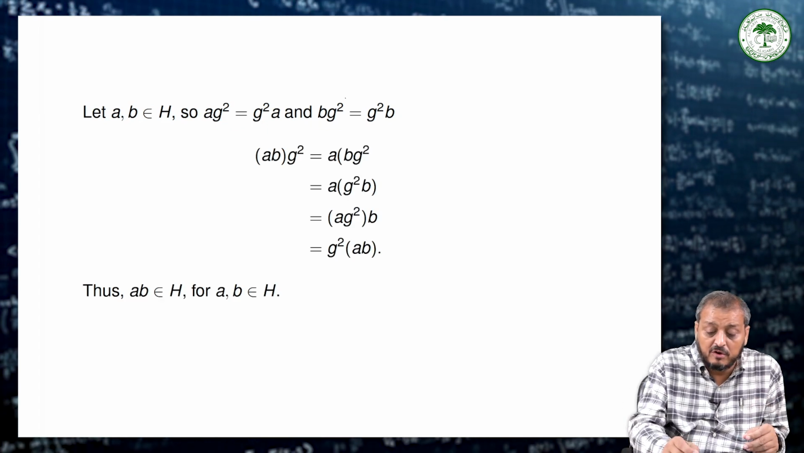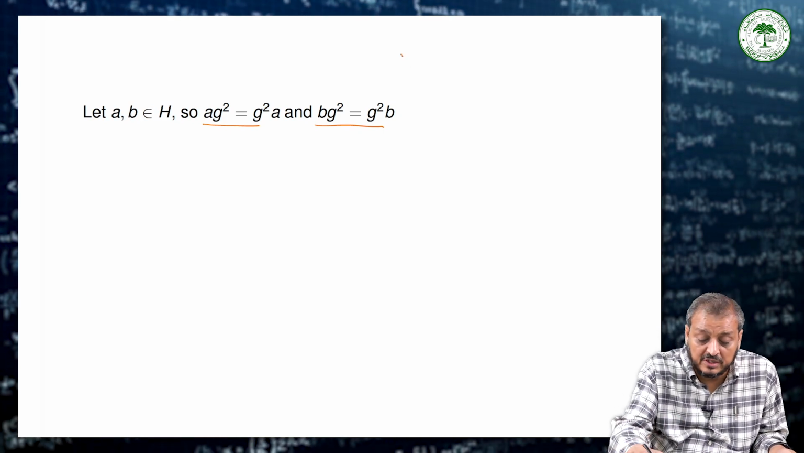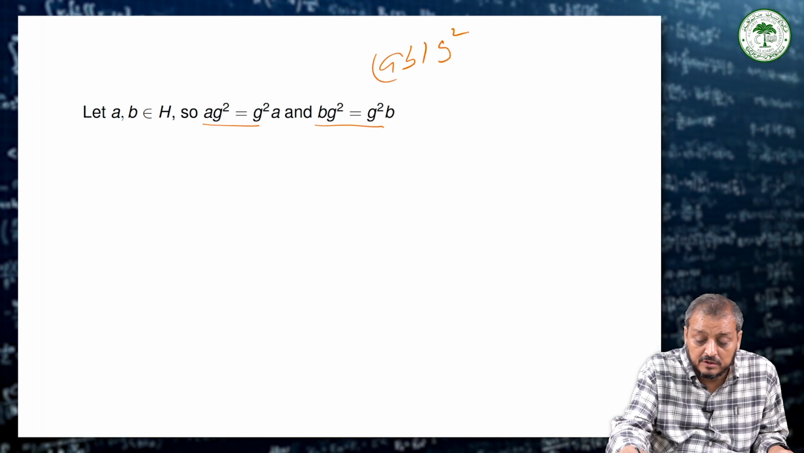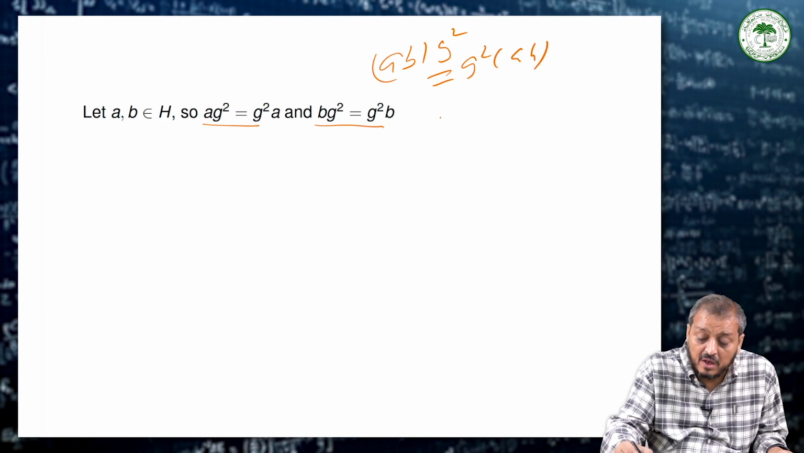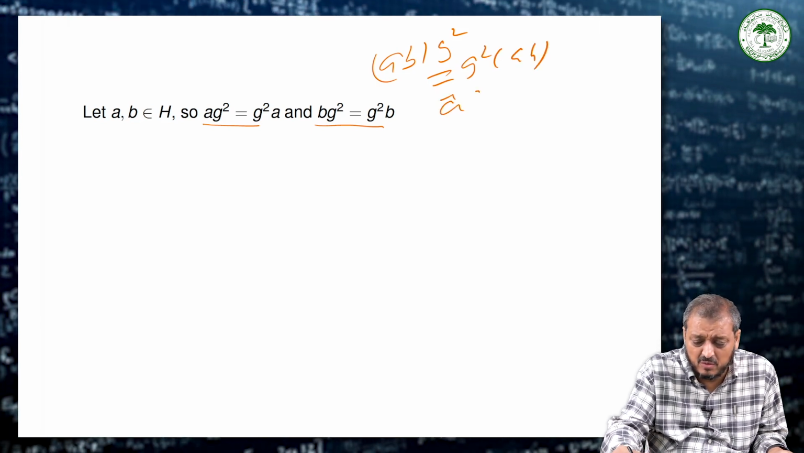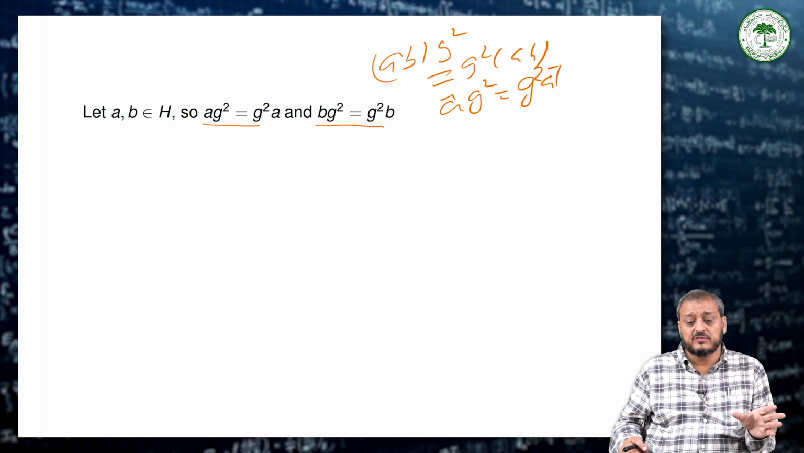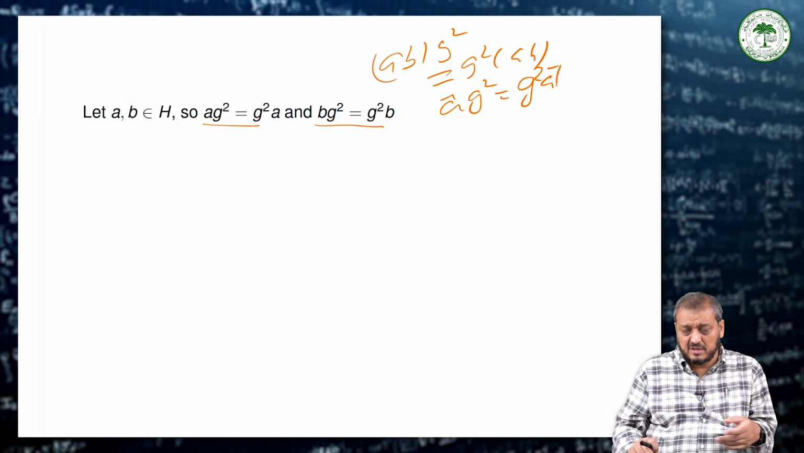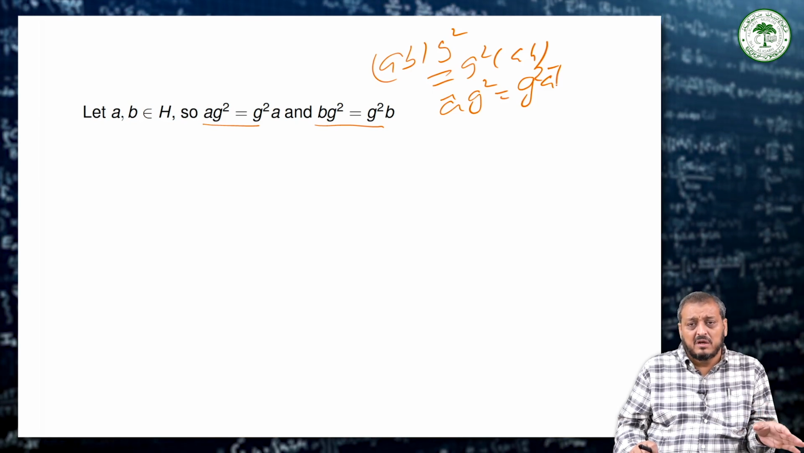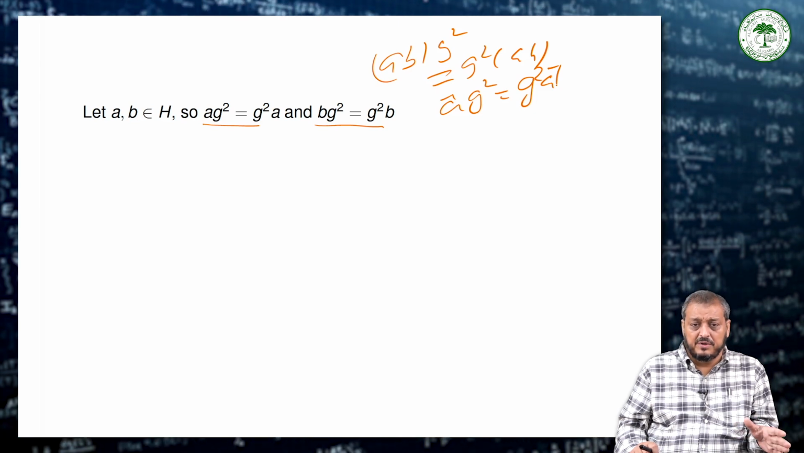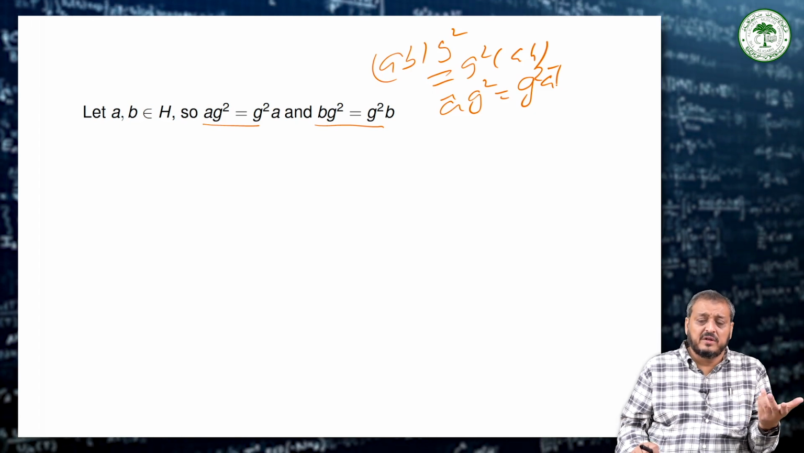Starting from a, b, we have to show that H is a subgroup of G. We have to show that ab g square is equal to g square ab, and that a inverse g square is equal to g square a inverse. Clearly H is non-empty, because the identity element belongs to H: e g square is equal to g square e, which is satisfied.